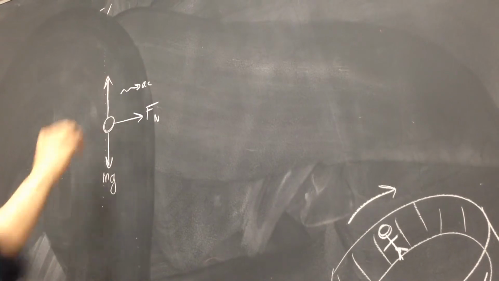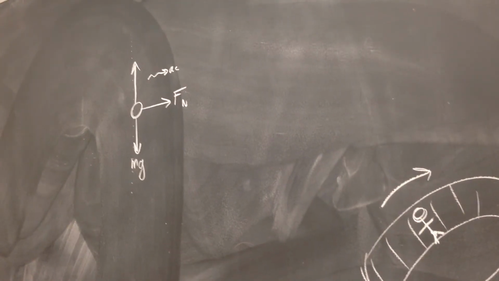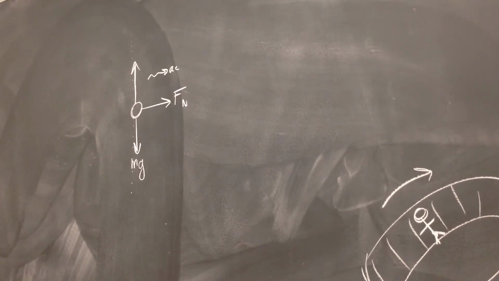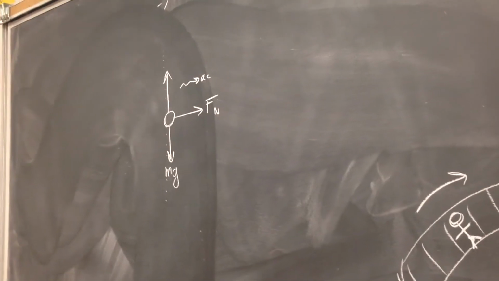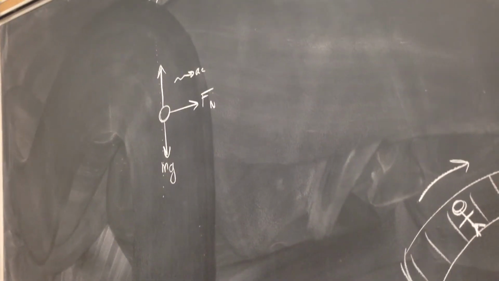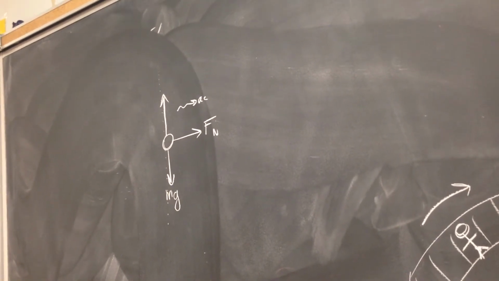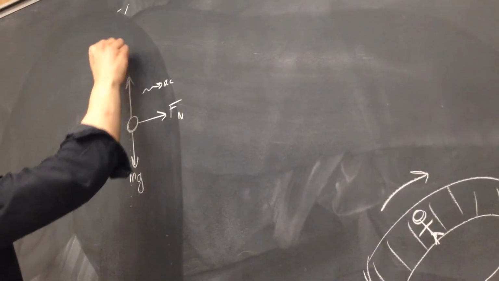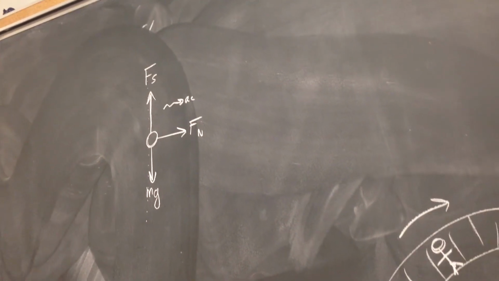And what force opposes his weight? Why is he stuck to the wall? What force needs to be there so he'll stick to the wall? Nope, centrifugal force is a fictitious force. What force would act upwards to oppose him sliding down the wall? Yeah, static friction.